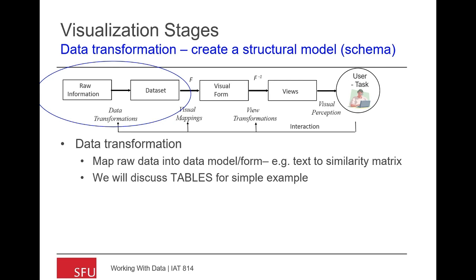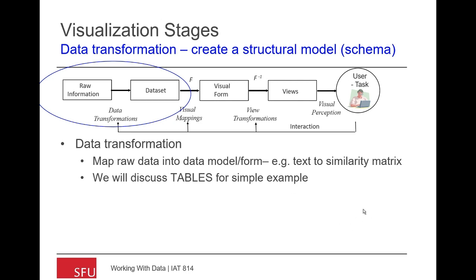Now, at the outset, the schema might be extraordinarily simple. You might say the first column is names and the second column is addresses. That's a schema, even though it's super simple. And what goes on in the data transformation operation here to transform raw information into a data set is that raw data is mapped into a data model or a form that is suitable for use in a visualization system.